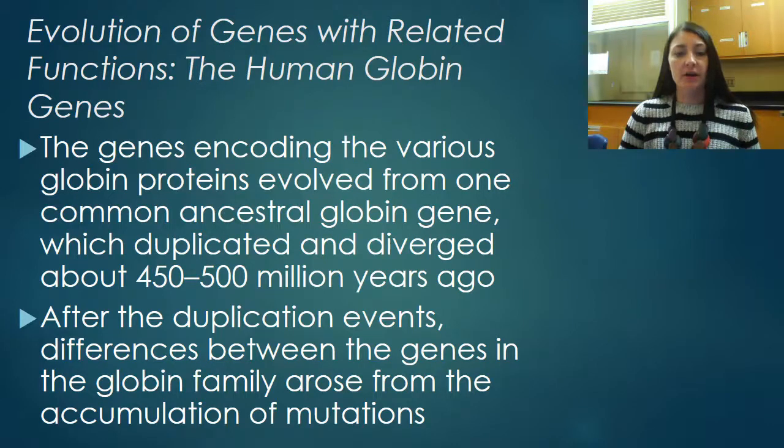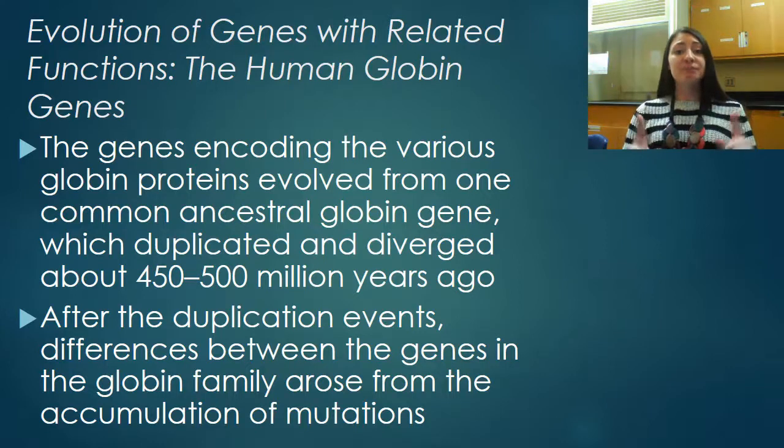One of the genes that we study to look at the evolution of a genome is the human globin genes, and the genes encoding various globin proteins evolved from one common ancestral globin gene, which had initially duplicated and then diverged and was transposed onto different chromosomes about 400 to 500 million years ago.